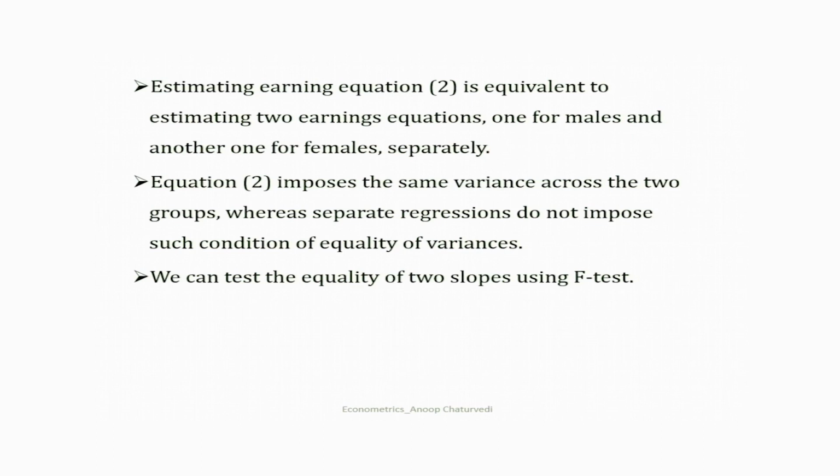So, now you have two different earning equations, one for males and another one for females. Then equation 2 imposes the same variance across the two groups. For males as well as for females, the variance remains the same, whereas separate regressions do not impose such a condition of equality of variances. So, this is the difference. If you are running two regressions separately, one for males and one for females, then normally we assume different variances also for the two regressions, but here you are assuming the same variance for the two regressions.